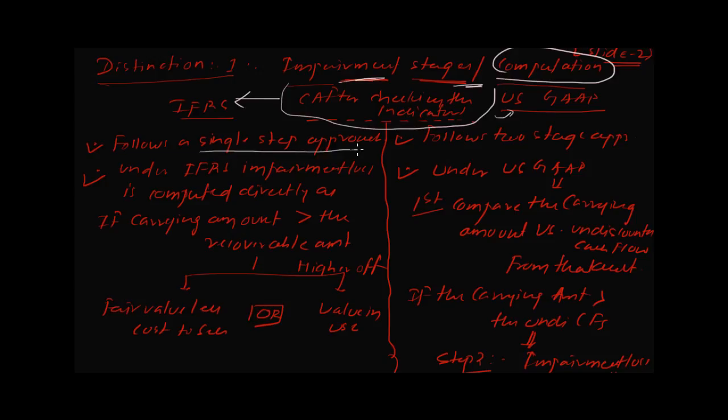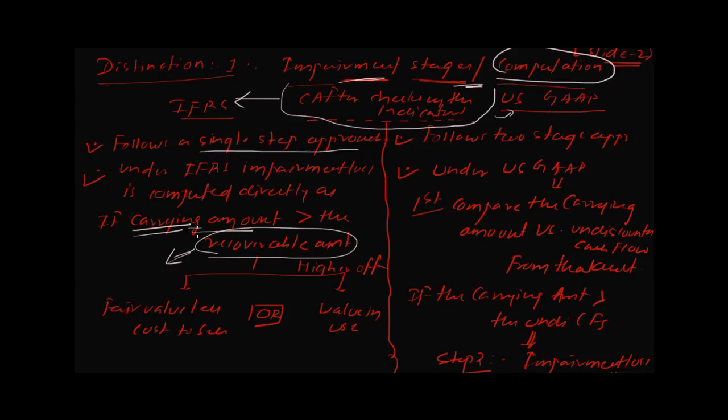What does that mean? Under the single step approach, IFRS asks the entity to compare the carrying amount, the amount at which you are carrying the asset, with the recoverable amount. Recoverable amount means a basic estimate of how much the entity may be able to generate from the asset, or what the market participant might be able to generate from the asset, the cash flow that they can generate from the asset. If we are carrying the asset over and above the recoverable amount, then we need to book the impairment.